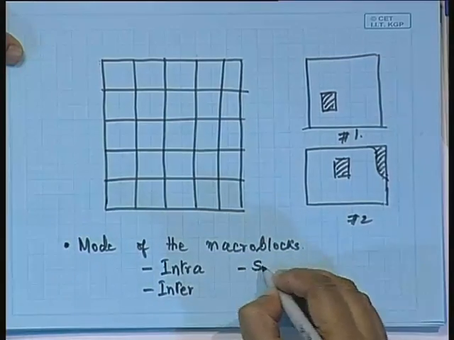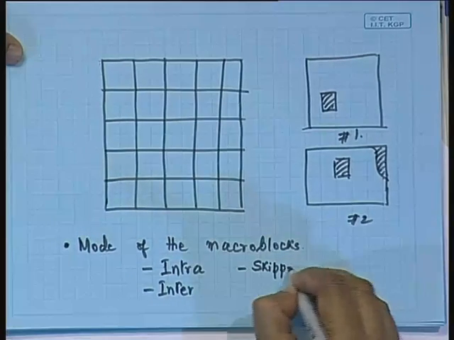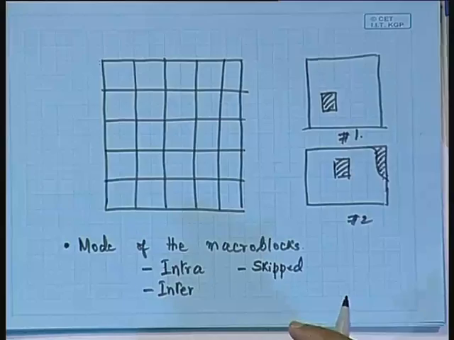So, the mode of the macro blocks could be inter, intra, skipped macro block, and within inter also there is a variation, whether you want the forward prediction to be on or the backward prediction to be on. All these different modalities are possible.